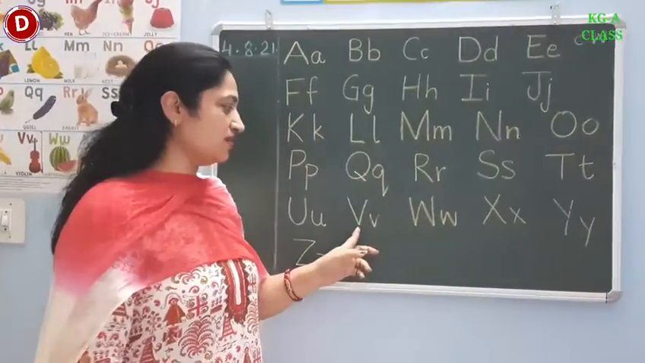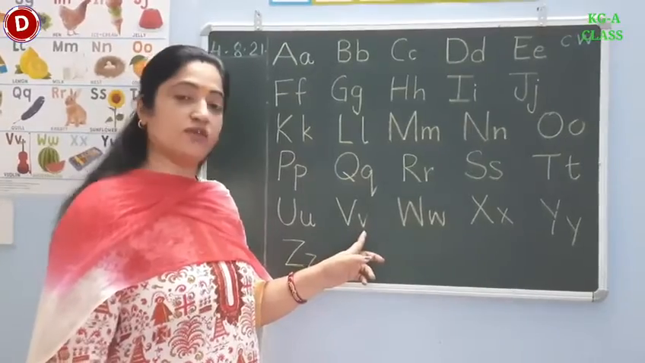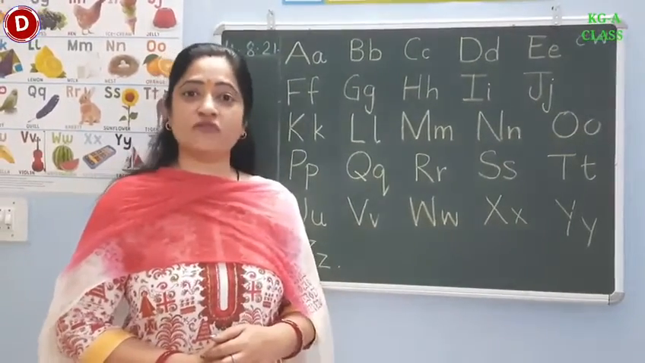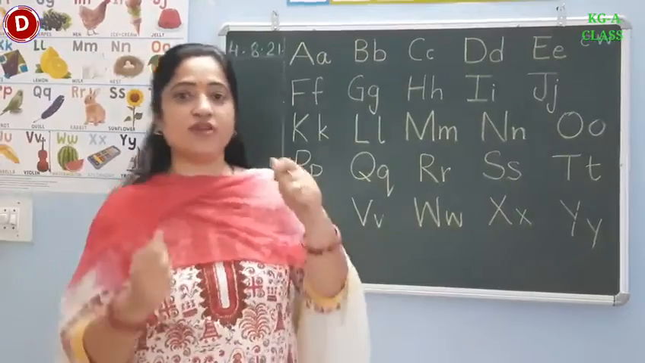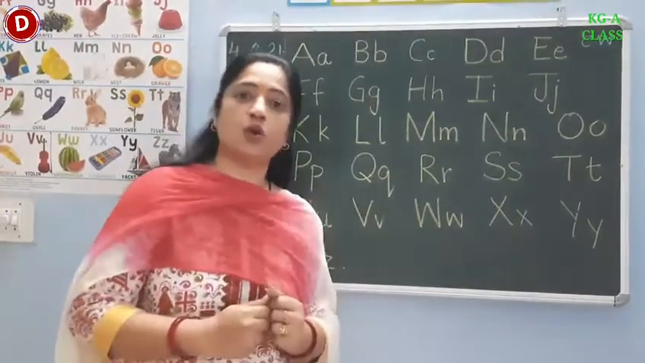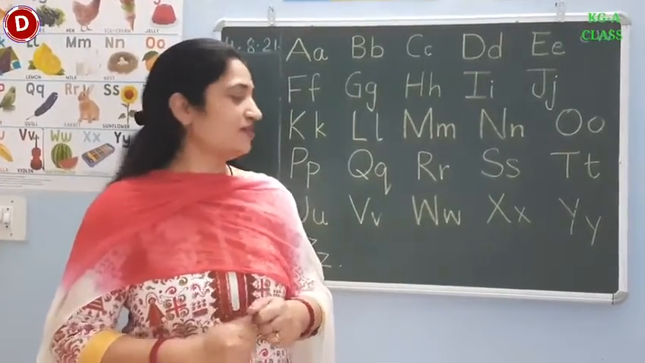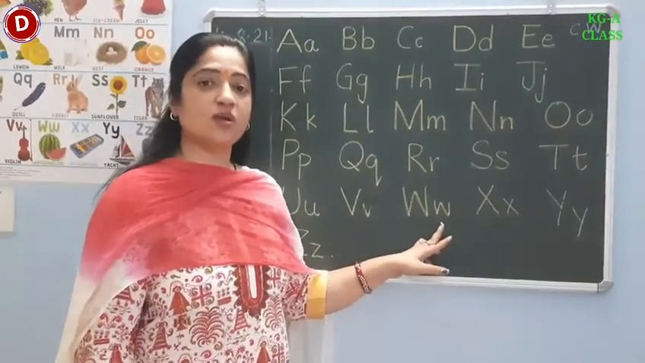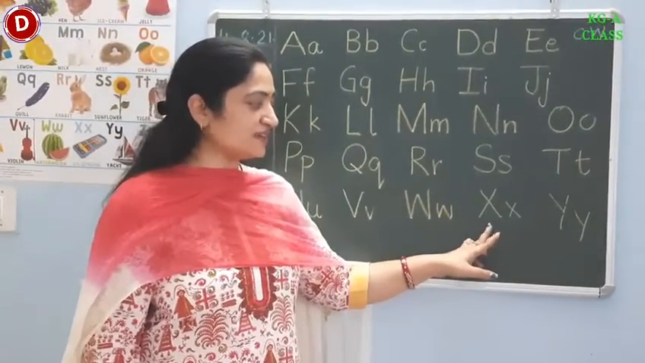Now comes V. This is capital V and this is small v. V says V. And the song of V is, Drive Vic's van round the village. Children, this is capital W, small w. W says W.